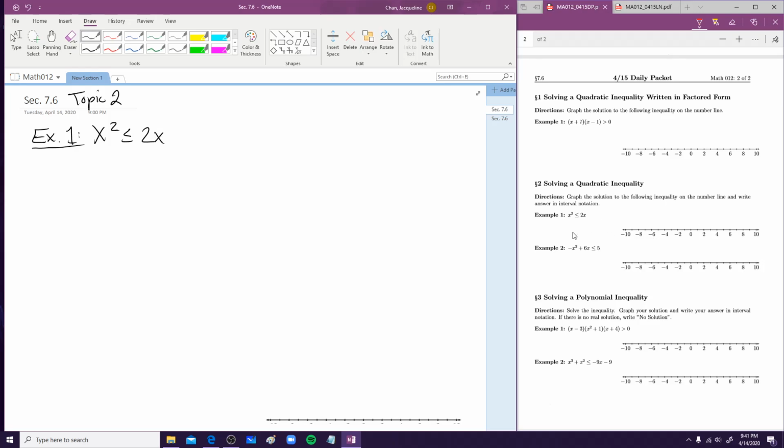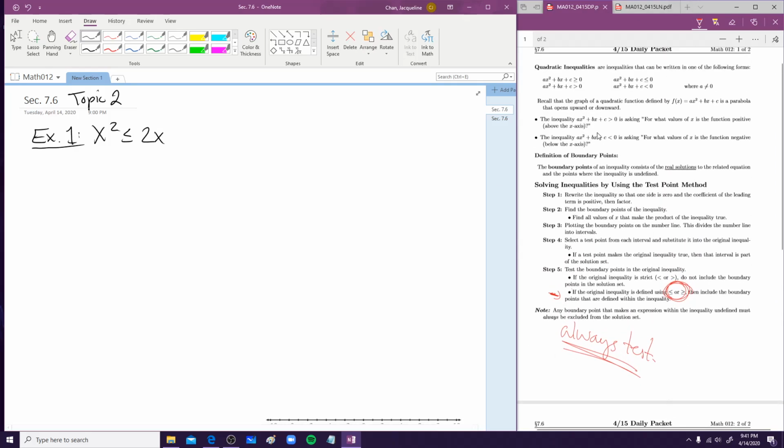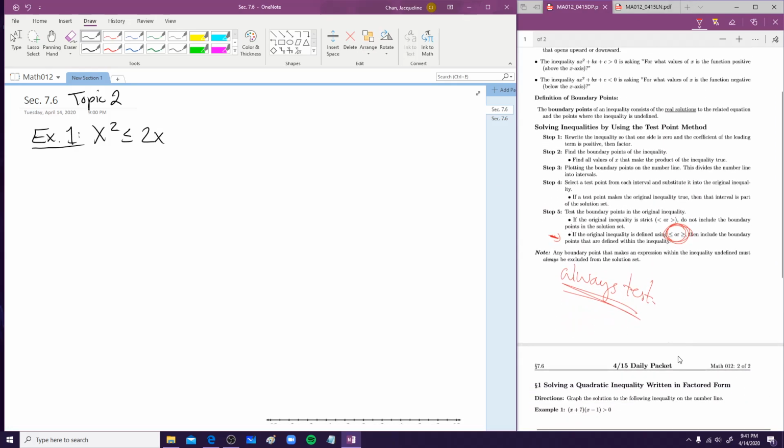So let's look at the directions first. It says graph the solution to the following inequality on the number line, and then write your answer in interval notation. So example 1, we're given x squared less than or equal to 2x. So we're going to use these steps. For step 1, it says rewrite the inequality so that one side is 0 and the coefficient of the leading term is positive. Then factor.